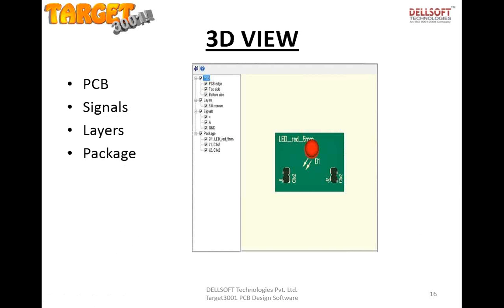Now, after creating the layout, you can choose the 3D view. In 3D view, you can see the actual view of the circuit. After making any circuit, you can see the actual view. There are also options available like PCB, signal, layers, and package. You can choose one by one the package, signals, layers, or PCB to see the one-by-one view. In a larger circuit, you can see your components by clicking and unclicking them.